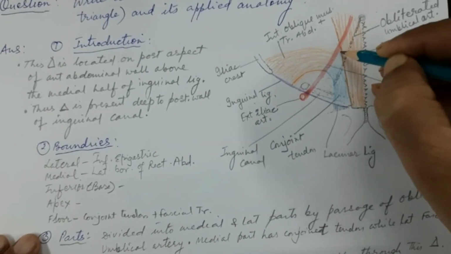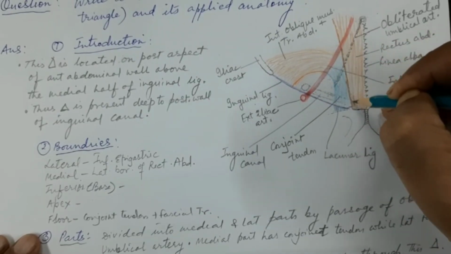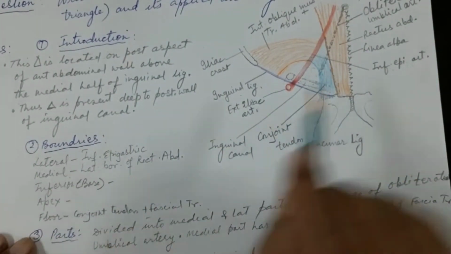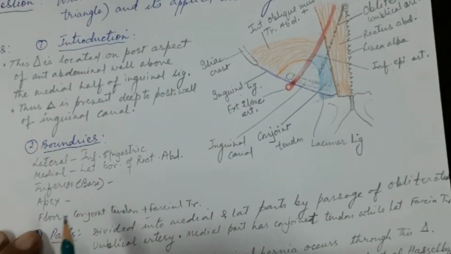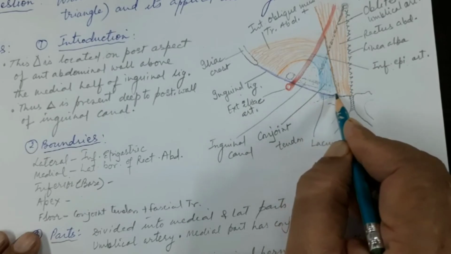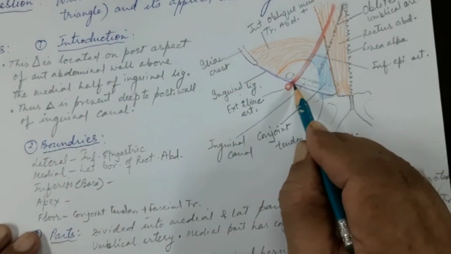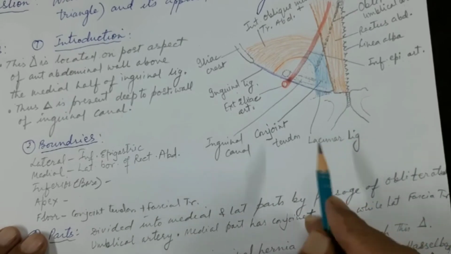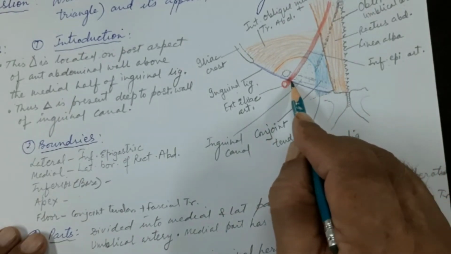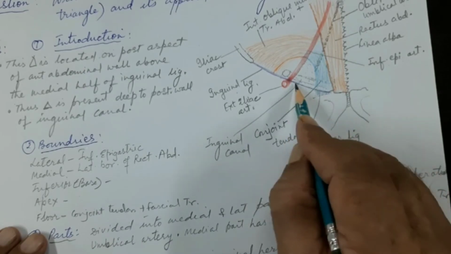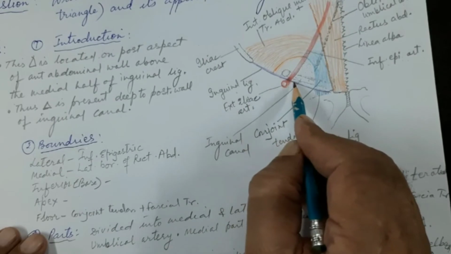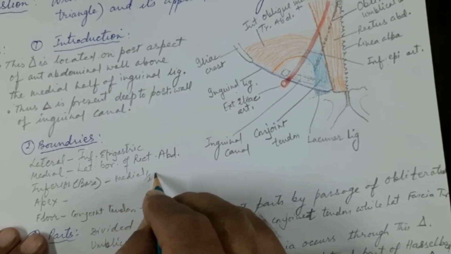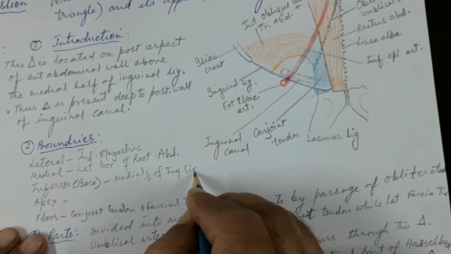I am just drawing with the pencil these two borders, a lateral border and a medial border, right? So this is that area bounded by the lateral border and medial border of the Hesselbach triangle. The inferior border, since it is a triangle, you can also call it the base. This inferior border or base is formed by the medial half of the inguinal ligament. See this violet color line? This is the inguinal ligament, and this is the medial half of it, because this is the lateral half. So the medial half of the inguinal ligament will form the base.